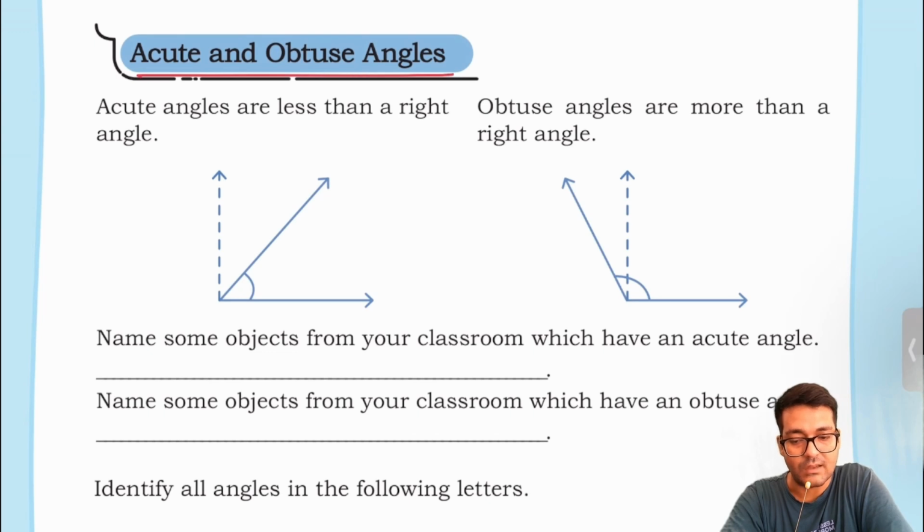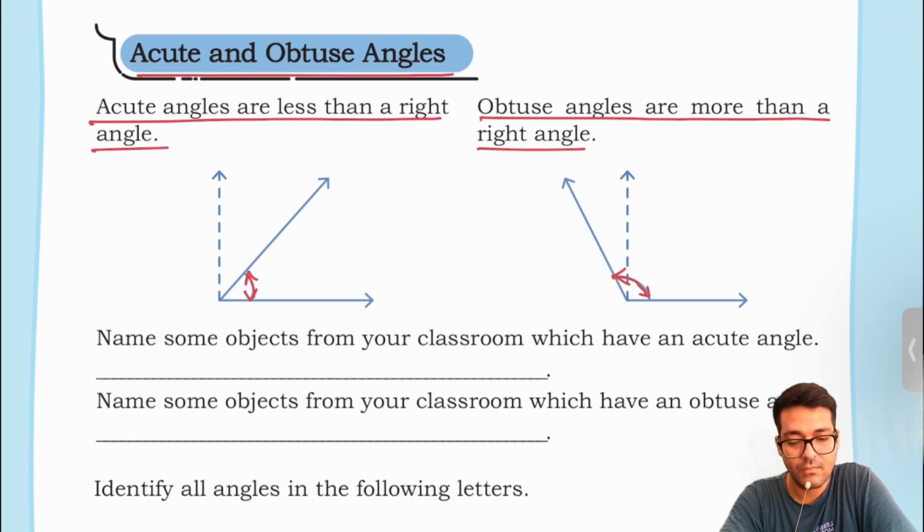Acute and obtuse angles. Acute angles are less than a right angle. Obtuse angles are more than a right angle. You can see acute angle here. That is an angle which is less than a right angle. And you can see obtuse angle here. That is an angle which is more than a right angle.